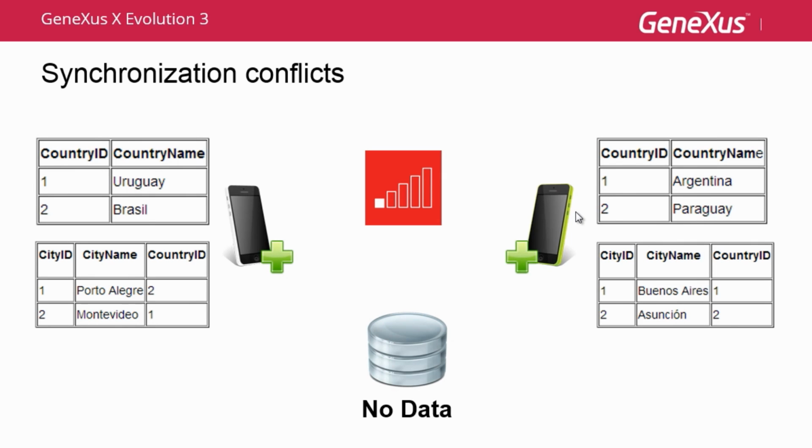Alright, after clarifying those two aspects, we can now move on to consider conflicts and synchronizations. We'll consider a particular case where we have two devices with the same application installed, and they're both disconnected from the internet for the moment.